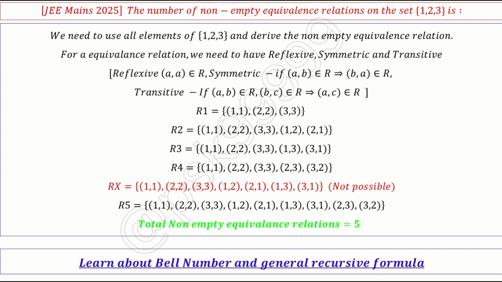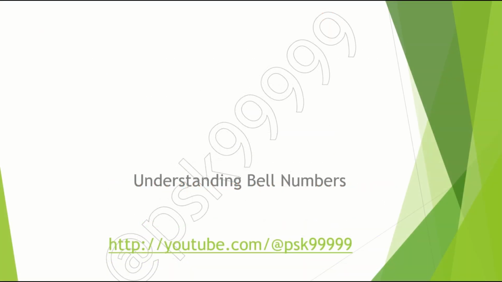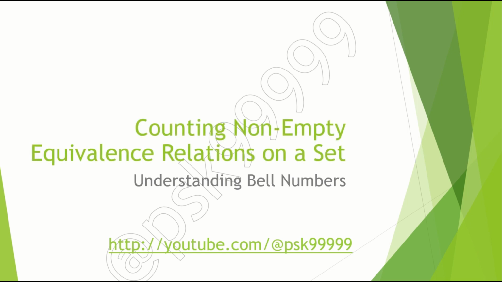This will explain how many equivalence relations are possible on a given set with a certain number of elements. If n is the number of elements, the number of equivalence relations possible can be derived from the Bell number. Let's understand the Bell numbers, or counting non-empty equivalence relations on a set. This will make it easy for you to solve the problems.